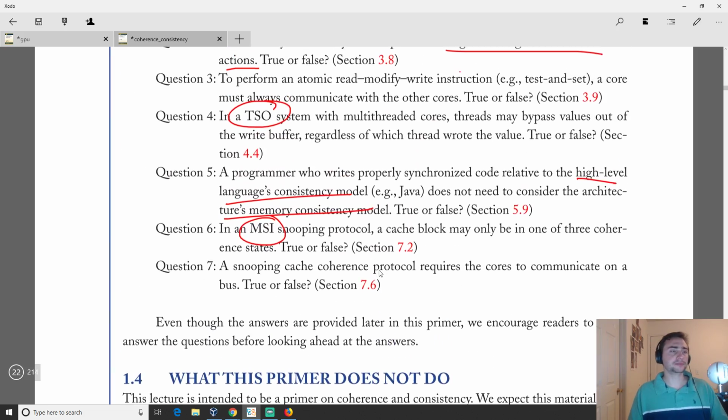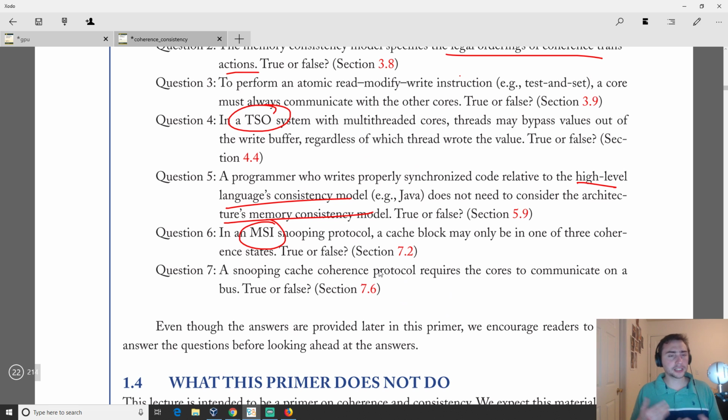So, that's really going to do it for this episode. It's really just a primer on: what is cache coherence? Why is it so important? Why is it so difficult?